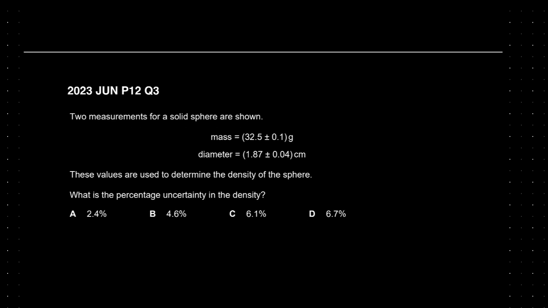Question number 3. Two measurements for a solid sphere are shown. So you have mass, you have the diameter of the sphere. These values are used to determine the density of the sphere. What is the percentage uncertainty in the density? So you know density is mass over volume. And in this case of a sphere, the volume is 4/3 pi r cube. And again, what is given here is diameter, not the radius. But the idea is if something can be multiplied or divided by 2 to get another thing, or by any other constant for that matter, it's going to have the same percentage uncertainty.